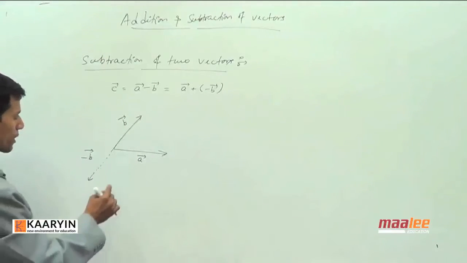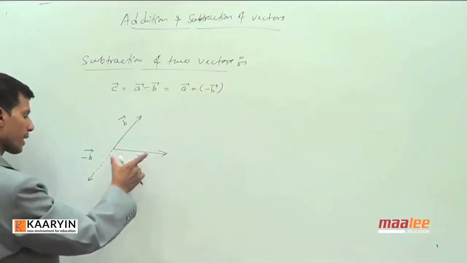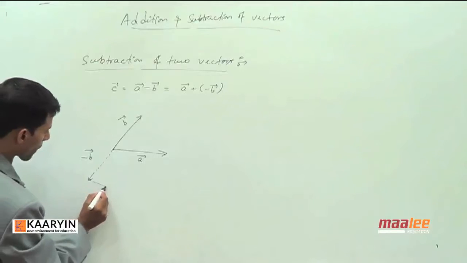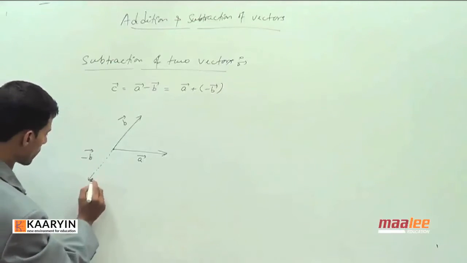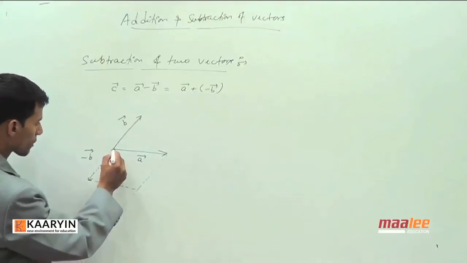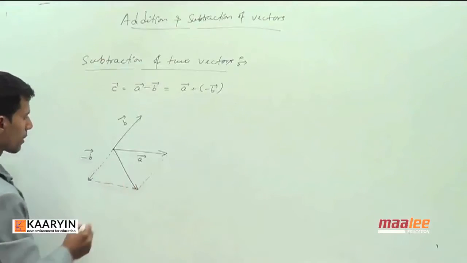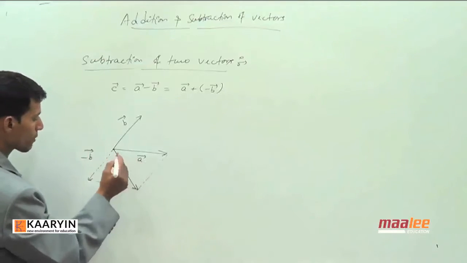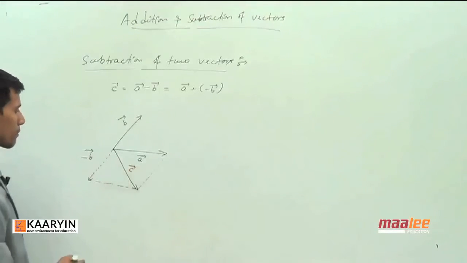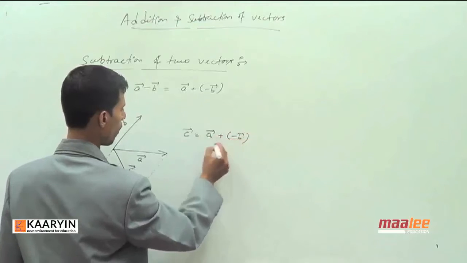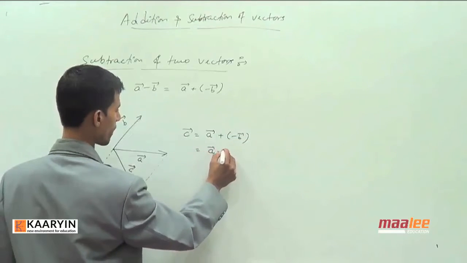Now I have two vectors, one is A, the second is minus B, and both are joined tail to tail. If I form a parallelogram like this, then the diagonal of this parallelogram will give me the resultant of this and this, meaning A plus minus B. So this will give me C equal to A plus minus B, or in other terms, A minus B.